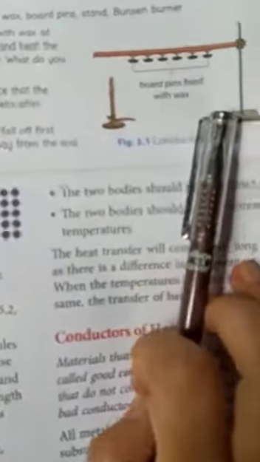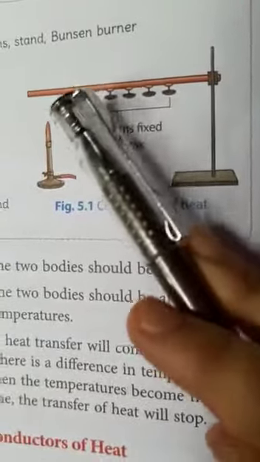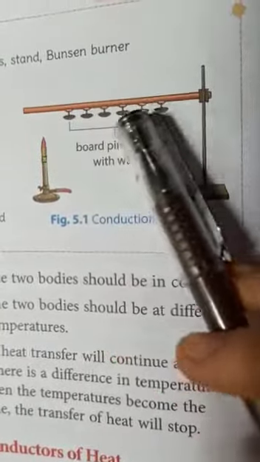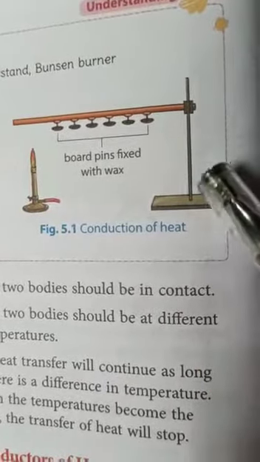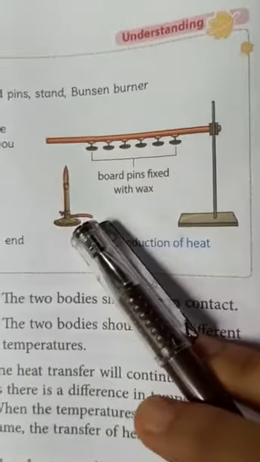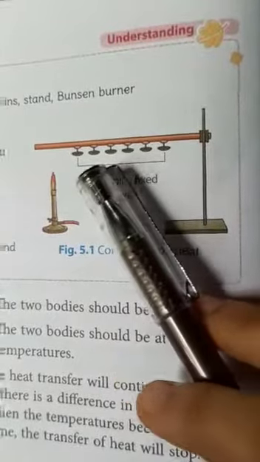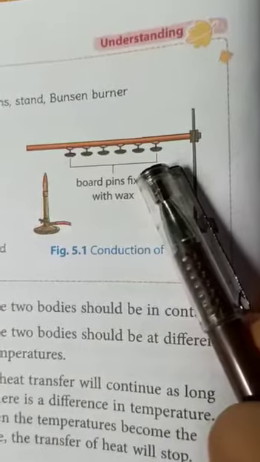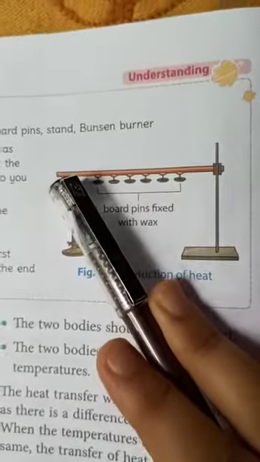Here in this experiment, let me show you one figure. It is already there in your book. We have taken one metal rod. The brown part that you are seeing here is the metal rod, and this metal rod is placed in a metal rod stand. Then we have taken a Bunsen burner, and on this metal rod we have fixed some board pins with the help of candle wax. Now what we will do is heat the furthest point of the metal rod.